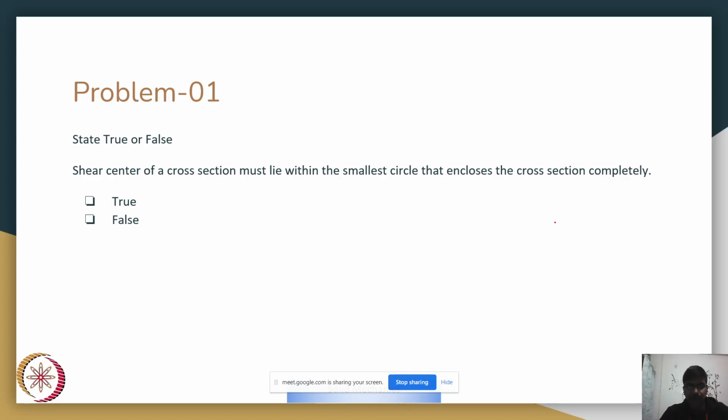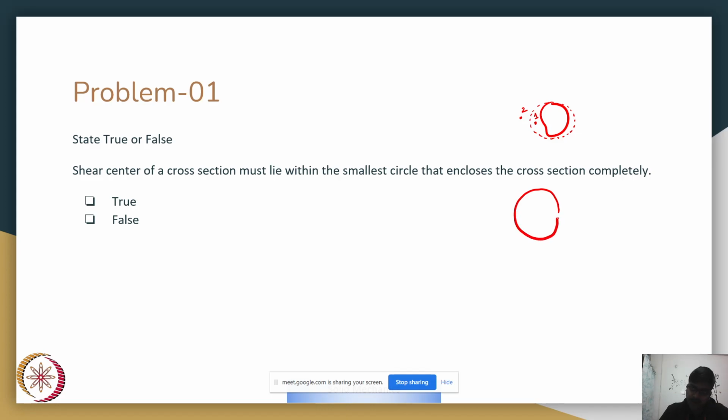Suppose we have a beam with some cross section, and the problem says that this is the smallest circle. We are asked whether the shear center SC will always lie at point 1 or point 2. Point 1 is the point this statement makes, which is inside the smallest circle completely enclosing the given cross section. So we'll look at a case of an annular disk with a split.